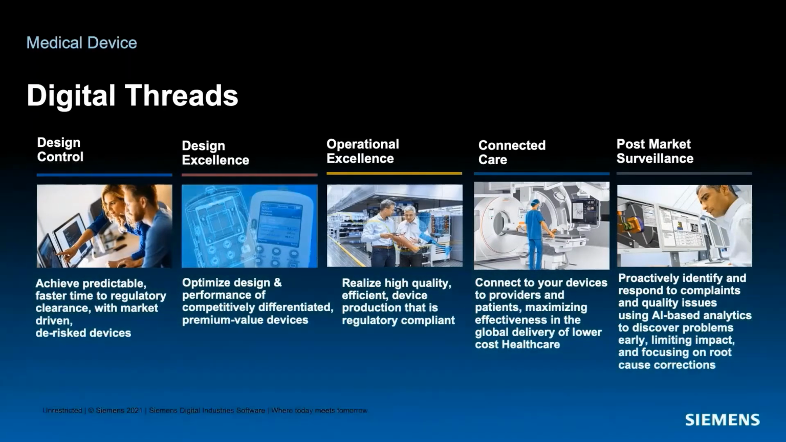So just high level, the digital thread links together all the activities across the product lifecycle, and it addresses the complex business problems our customers face each and every day, from design control all the way to post-market surveillance, which is the final thread in creating that closed-loop feedback system so our customers can proactively respond to any quality issues, any complaints, and get to those issues early on.